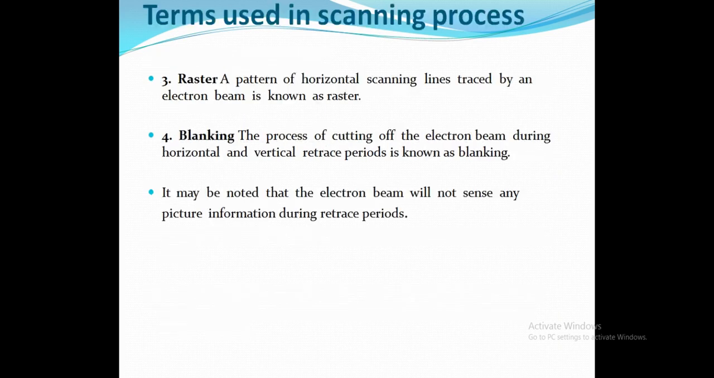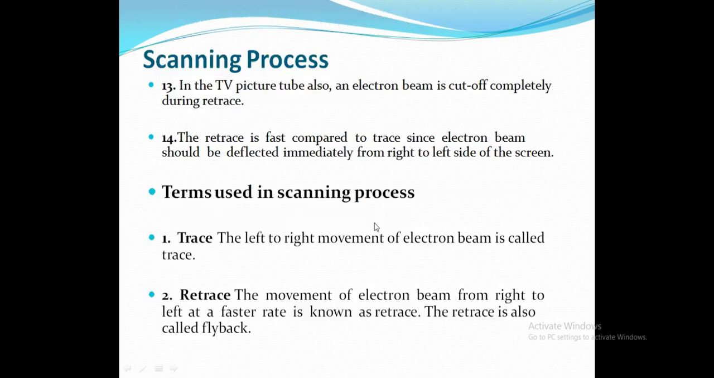Next, raster. A pattern of horizontal scanning lines traced by an electron beam is known as a raster. Blanking is the process of cutting off the electron beam during the horizontal and vertical retrace periods. In a retrace period, the electron beam will not sense any type of picture.